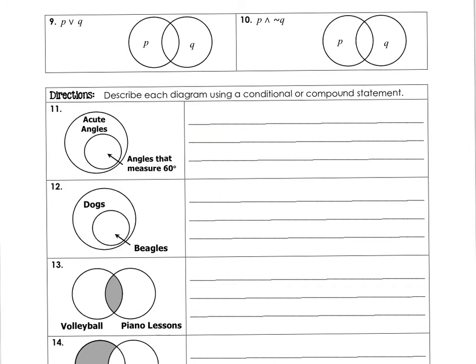Let's look at number 9, P or Q. That means everything in P and everything in Q. So all of these elements are either in P or they are in Q. So that's how I express their relationship.